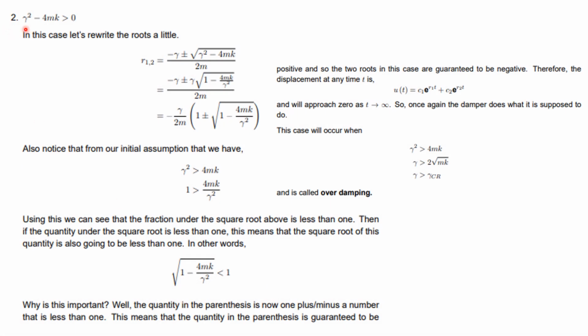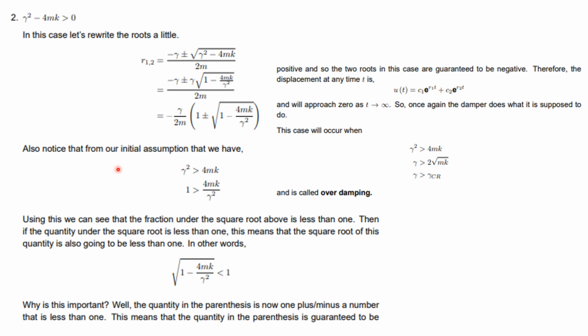Let's look at the case where gamma squared minus 4mk is greater than 0. Again, the discriminant is greater than 0. In this case, we'll rewrite the roots a little bit. r1 and r2 are, as before, (-gamma plus or minus the square root of gamma squared minus 4mk) all over 2m. But if we factor a gamma out from the square root, we get (-gamma plus or minus gamma times the square root of 1 minus 4mk over gamma squared) over 2m. And I can factor out the -gamma over 2m, and I get 1 plus or minus the square root of 1 minus 4mk all over gamma squared.